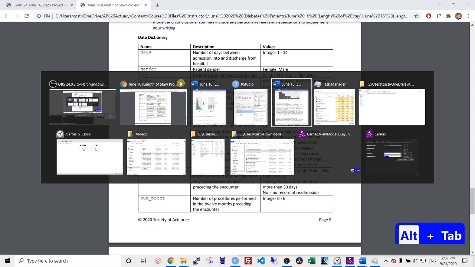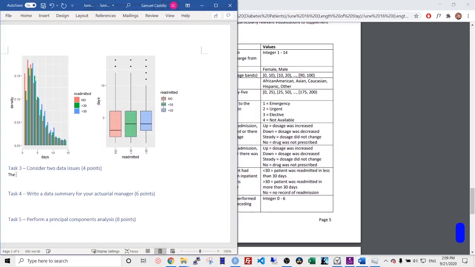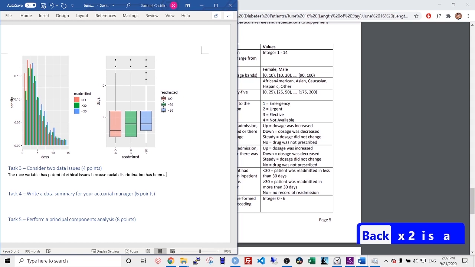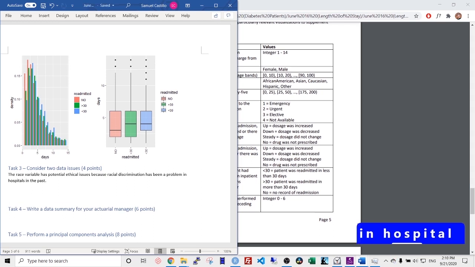So I'll go over to my project statement. This is only a 4-point task, so I don't want to spend too long on it. I'm not going to talk about the age and gender variables. I'll just say the race variable has potential ethical issues because racial discrimination has been a problem in hospitals in the past. Think about the business problem.